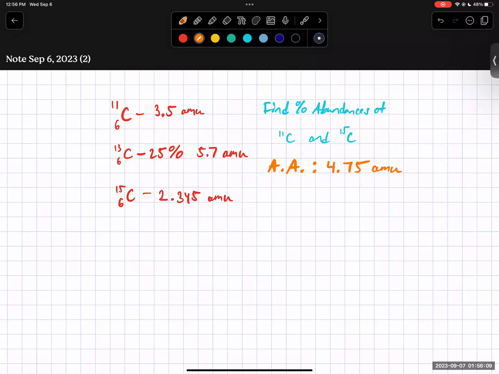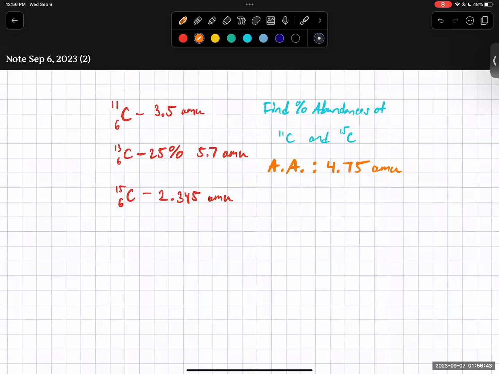And so, the way we solve this, we call it a weighted average. Like Nicholas said, we know that the two missing abundances have to equal 75%, right? So carbon 13, the one in the middle, has a percent abundance of 25%. That means the other two have to add up to 75%, so that way the total is 100. Does that make sense?